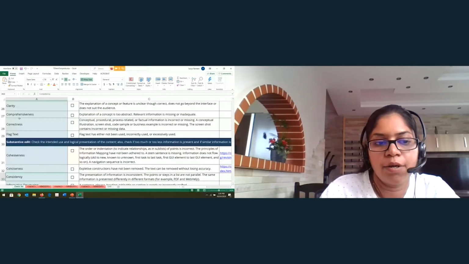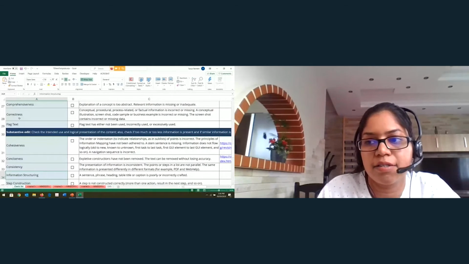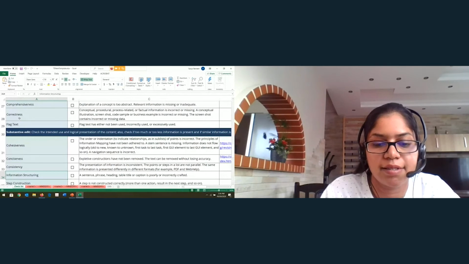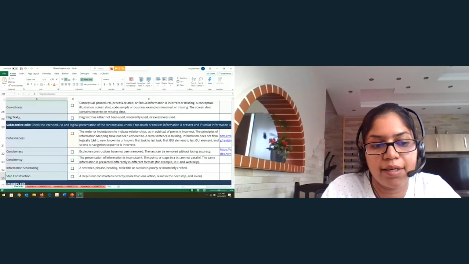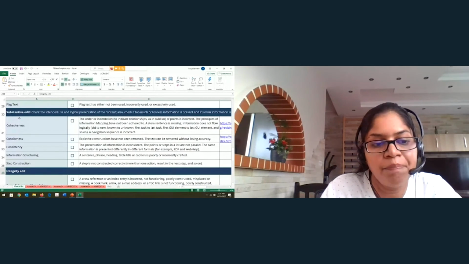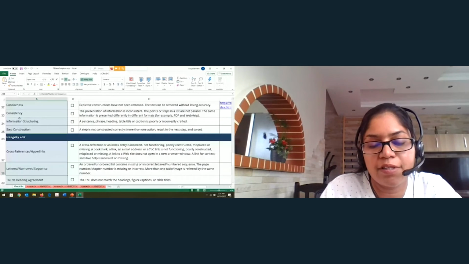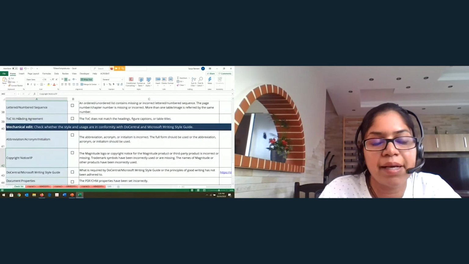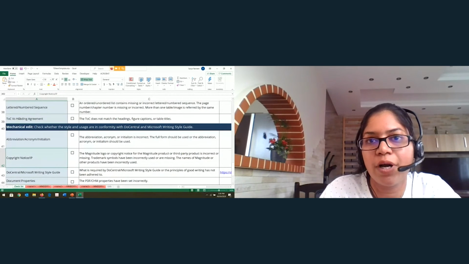Substantive edit is, again, a thorough one. When you are doing a thorough edit or review, you make sure that the document is cohesive, concise, and consistent, the information is structured correctly, and the steps are constructed very well. And integrity edit: when you have a cross-reference in your documentation, you make sure that the topic actually exists. So these are the edit categories. And mechanical edit is where you have a style guide in house, or you follow one, and you make sure that the content is according to the style guide.